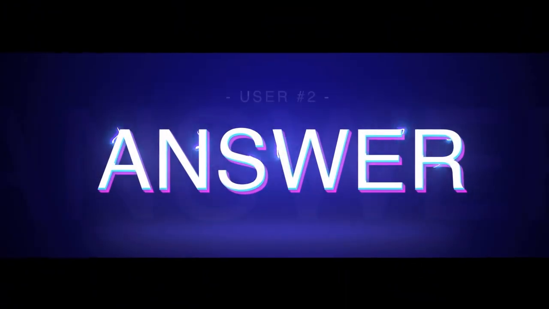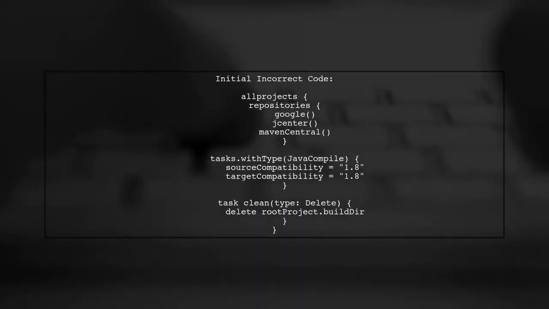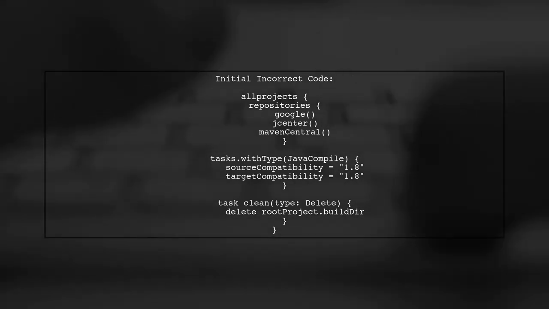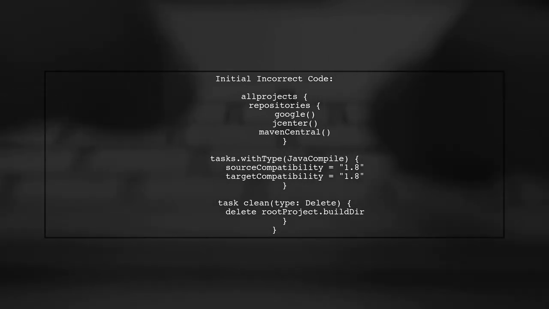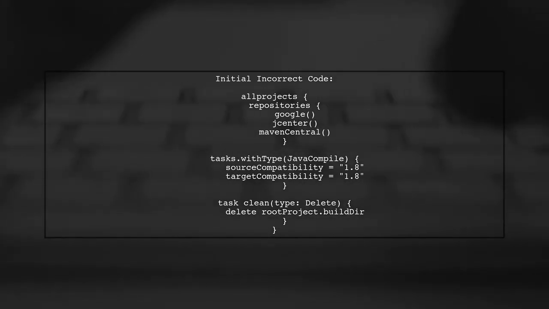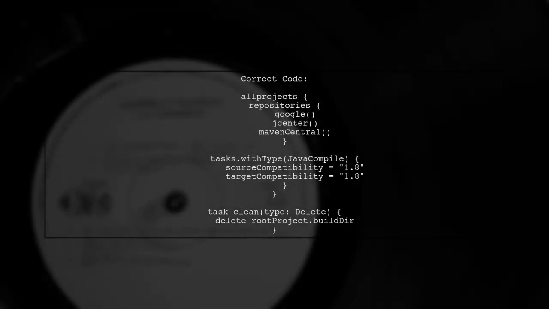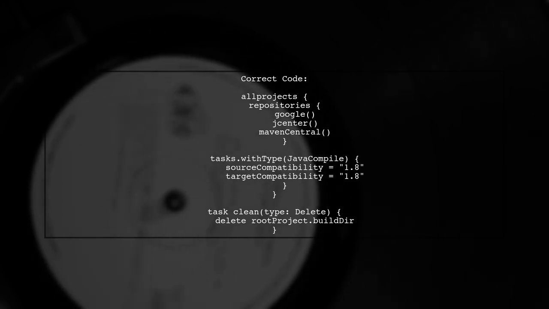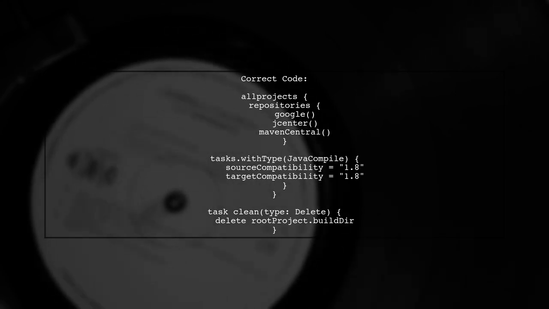Let's now look at another user-suggested answer. The user encountered an issue with declaring a custom clean task in Gradle. They initially placed the task inside the All Projects block, which is incorrect. The correct approach is to define the clean task outside of the All Projects block. This ensures it adheres to Gradle's lifecycle.